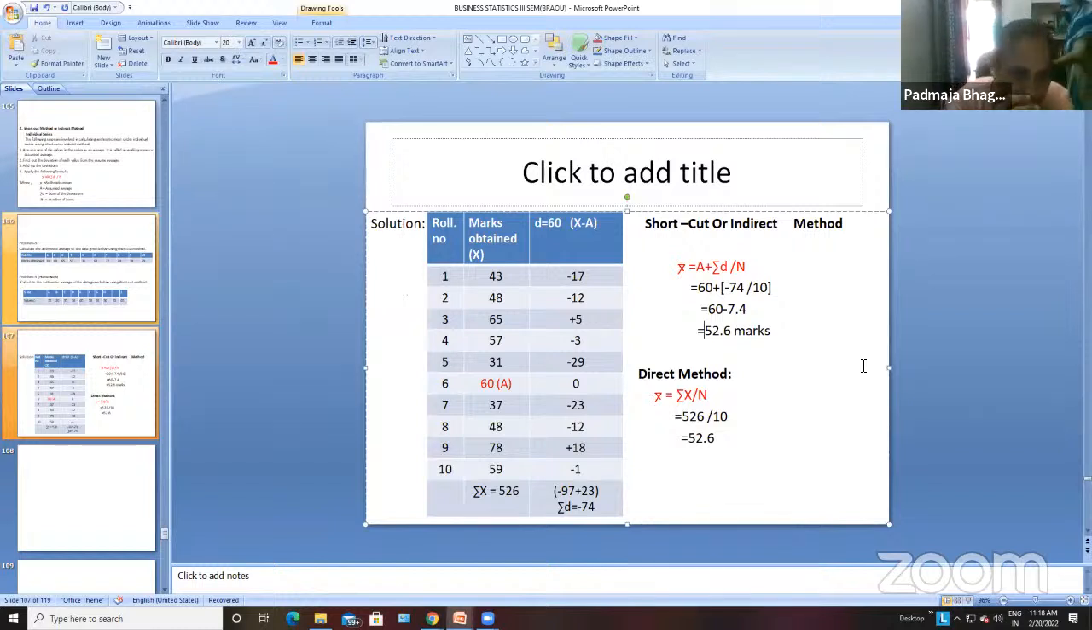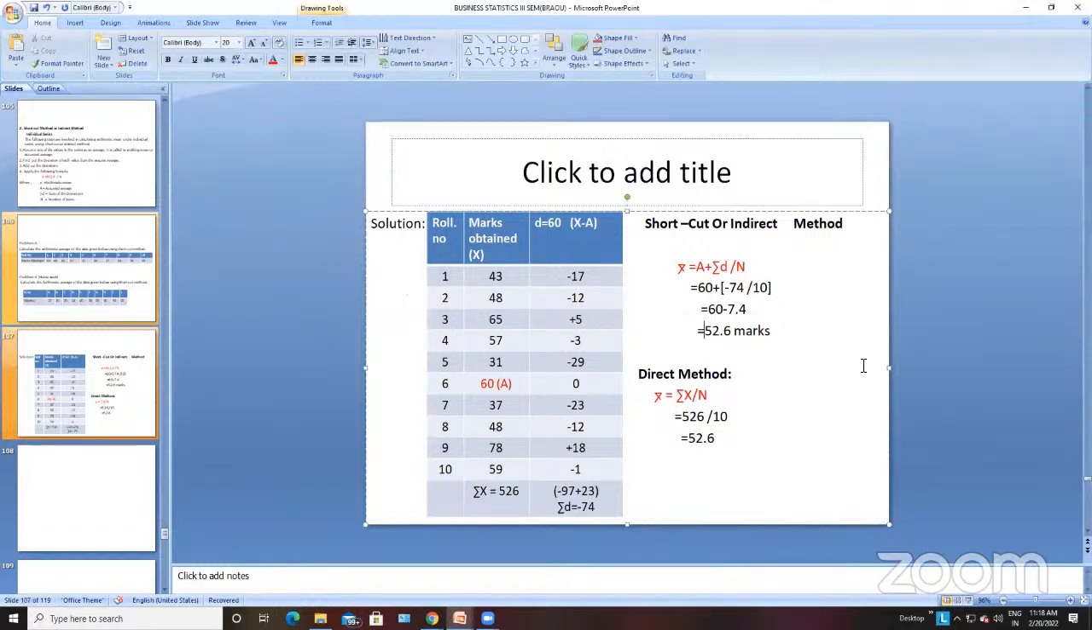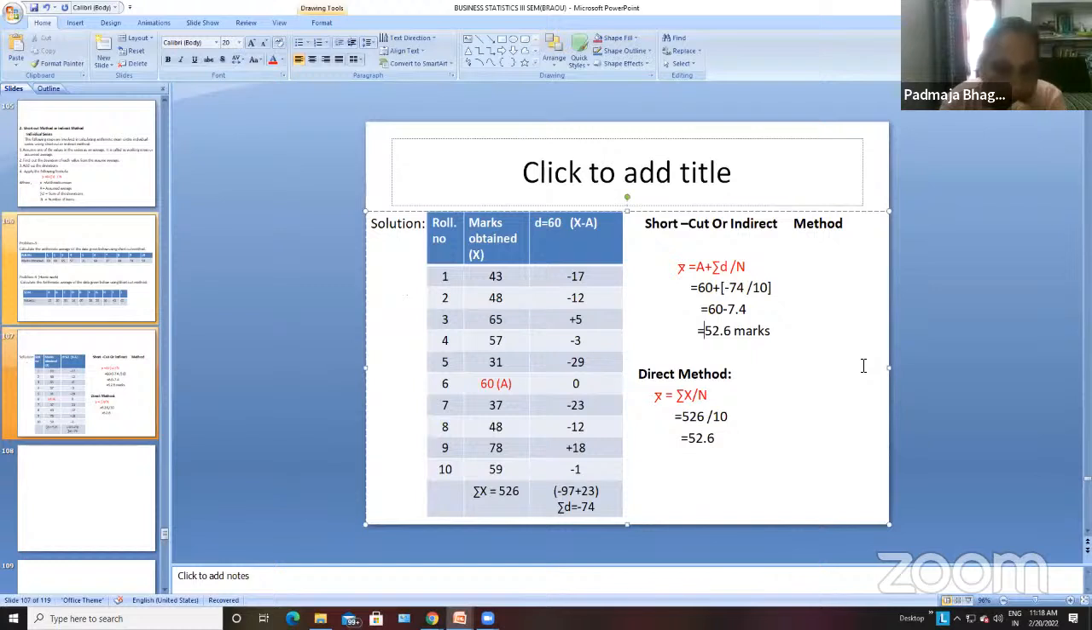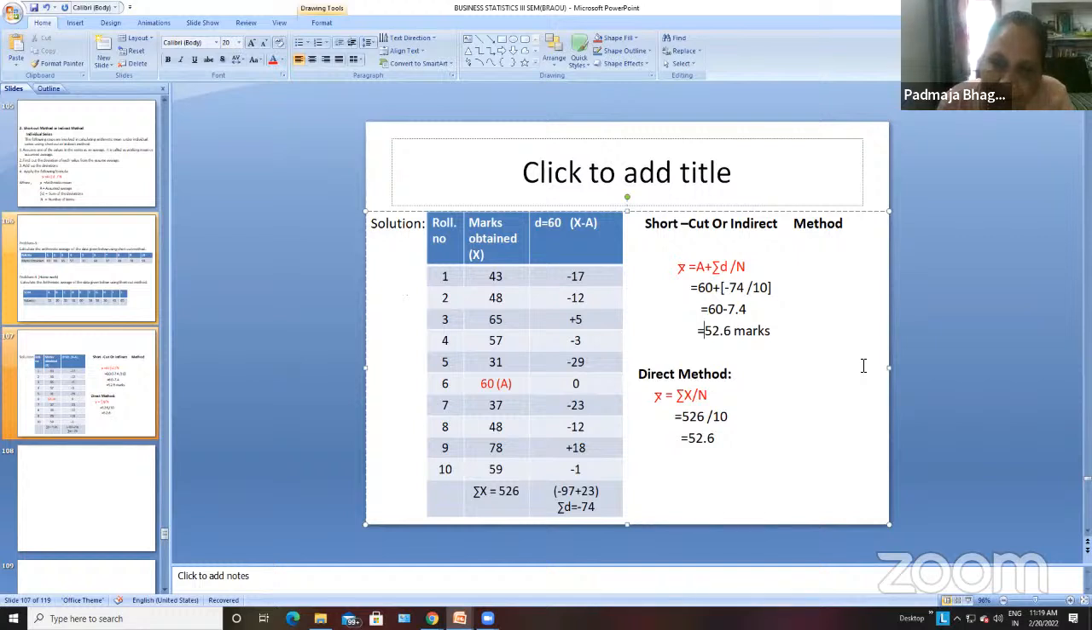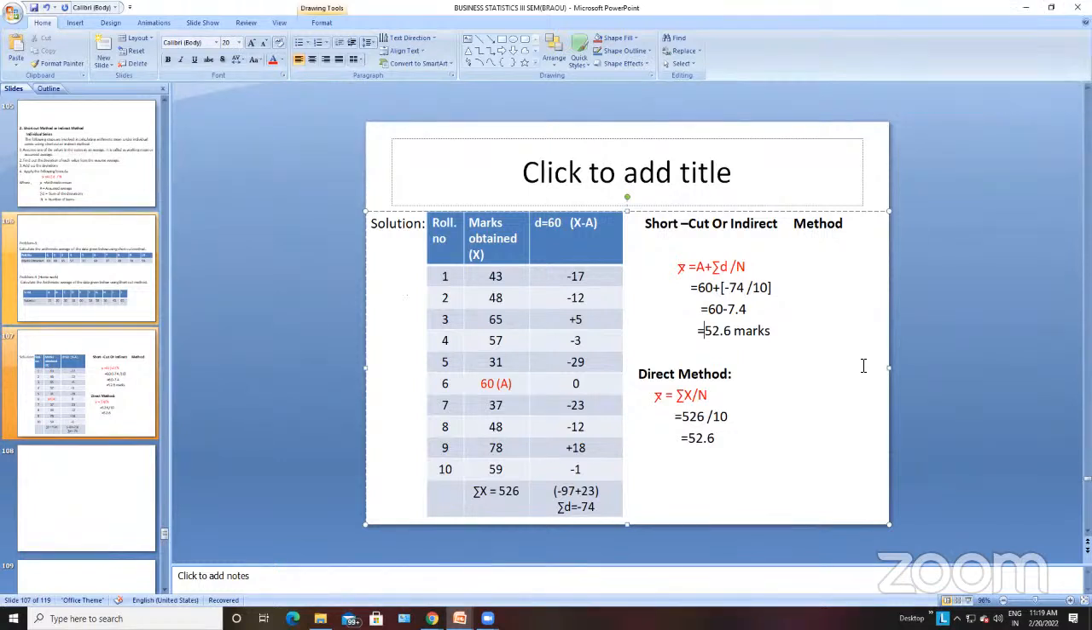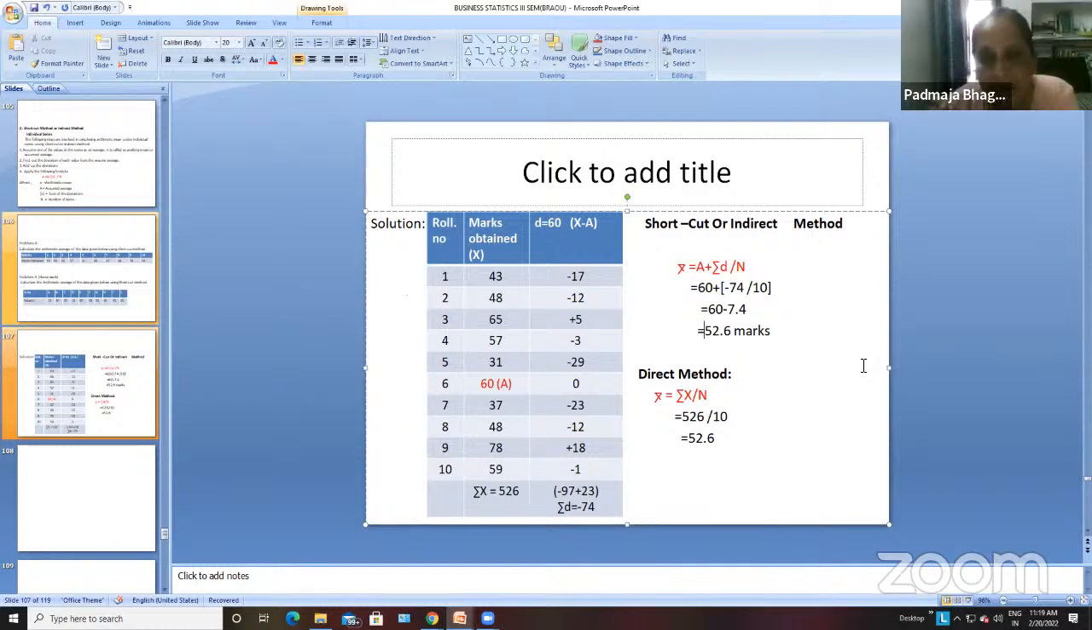Did you understand? Yes, ma'am. Direct method is easier than the shortcut method, ma'am. Whatever method you take. If the direct method is easy for you, you can go with that. Assuming is becoming very difficult, then no need. If he just asks you to find the mean, you can write it. But once, for the sake of practice, do the indirect method on 2-3 problems.